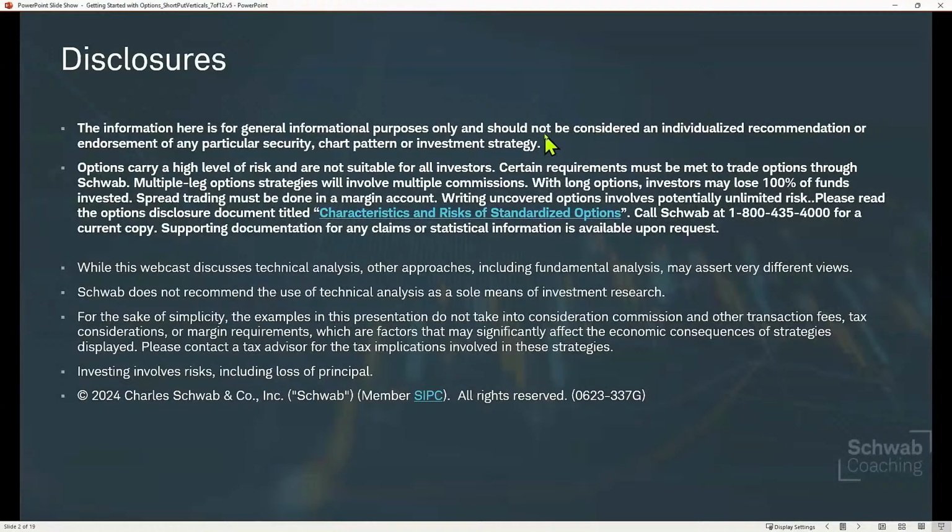Okay, let's get through our important information so we can get right down to business. Know that the information here is for general purposes only. We are going to look at several examples today, and know that these aren't to be construed as recommendations to trade any particular stock or strategy, in any particular way. Know that options carry a high level of risk. They're not suitable for all investors. If you want to trade options with Schwab, you have to apply for option trading privileges, and not all will qualify.